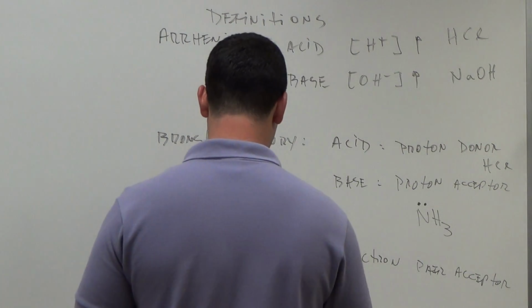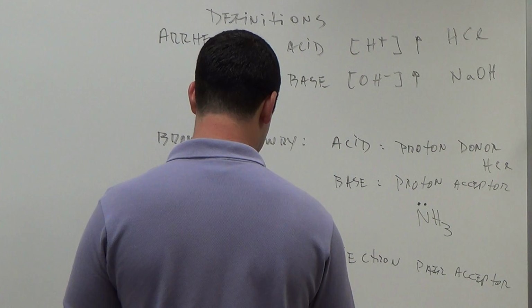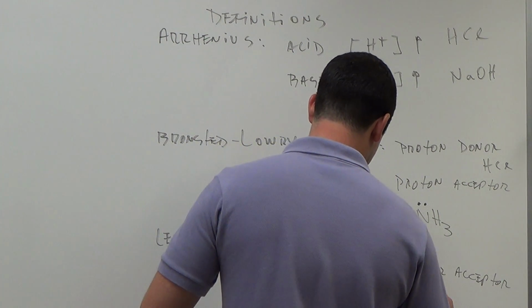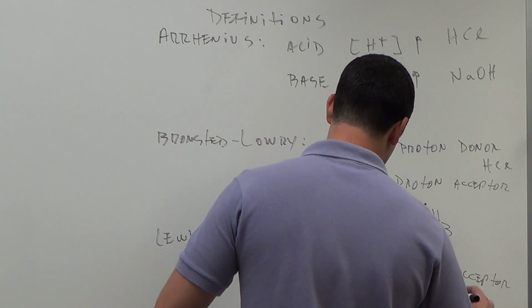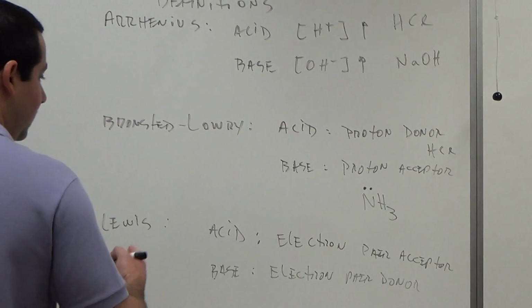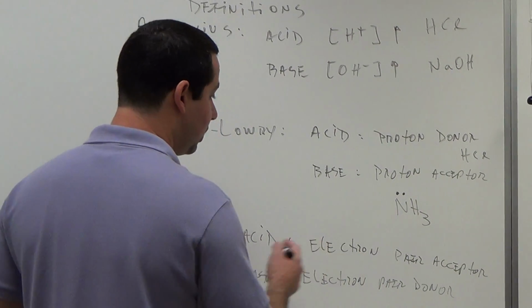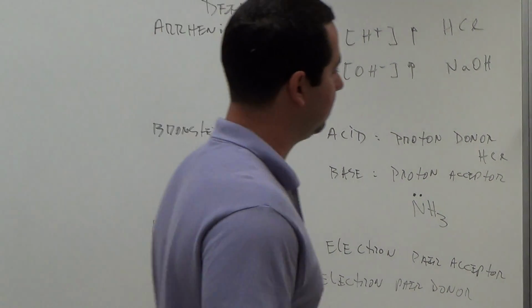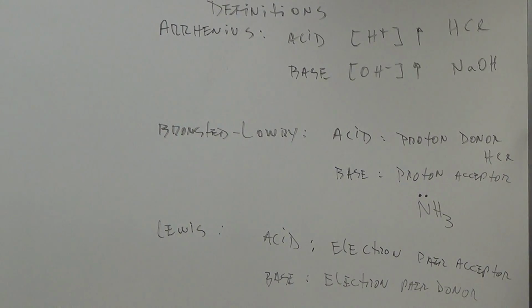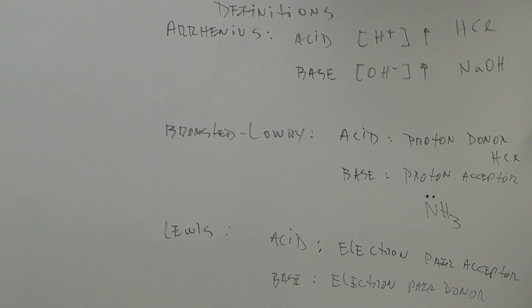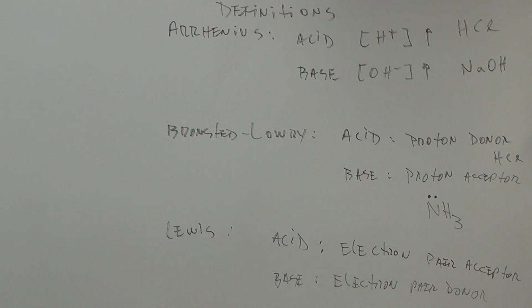What do you think a base is going to be? Electron pair donor. What that means is things that have electrons are going to be bases, and things that need electrons or accept electrons are going to be acids. Next, conjugate acid-base pair.